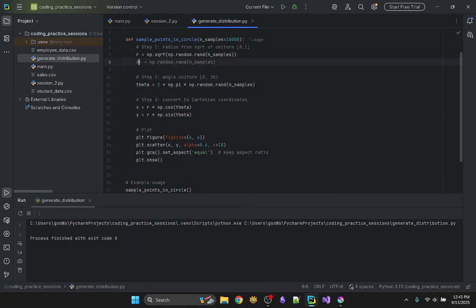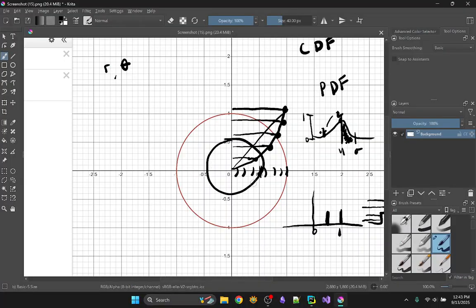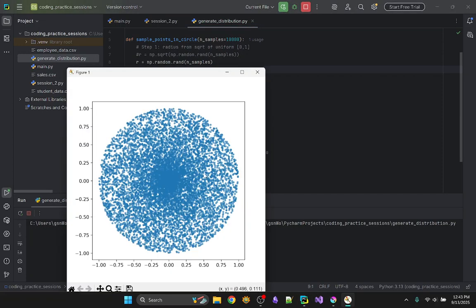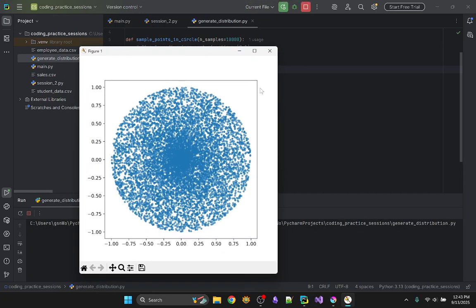And as an example of something that doesn't look uniform, if instead of choosing the radius in the fancy way that we chose it, by sampling the square root of x, we just choose the radius as a random number from 0 to 1, uniform random from 0 to 1, then it would look like this, which is clearly not a uniform distribution over the area of the circle.